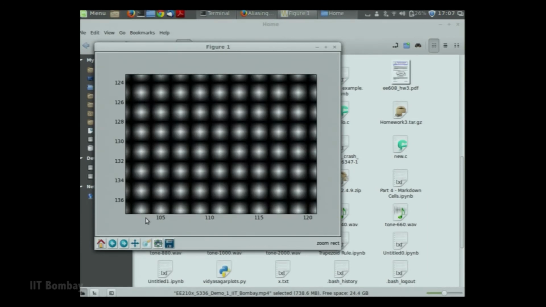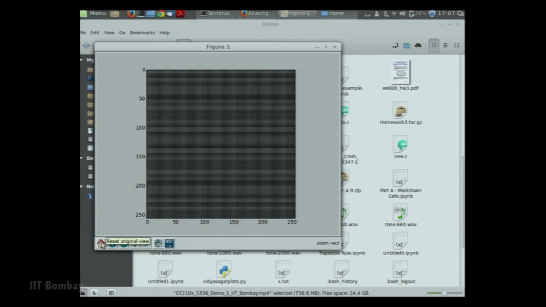Now let us see what happens when we reset back to the original view. Now you see that there are patterns over this image which were actually not present. This is due to aliasing in 2 dimensions, and this is an example of a Moire pattern due to aliasing. Now that we have understood how aliasing affects an image and leads to the formation of Moire patterns, let's revisit the earlier Moire pattern that we showed.